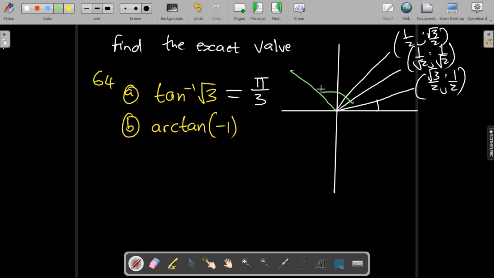And in this quadrant, we have 3 pi over 4, and your x will be negative while your y will be positive. So if you divide these two, you're going to get negative 1. So you can give that as your answer, 3 pi over 4.